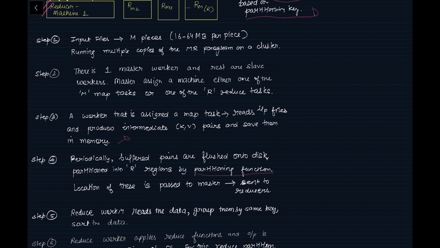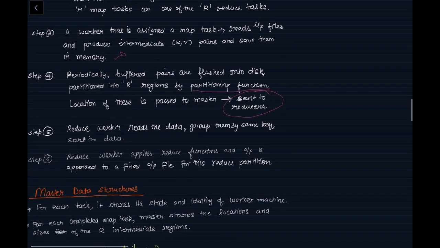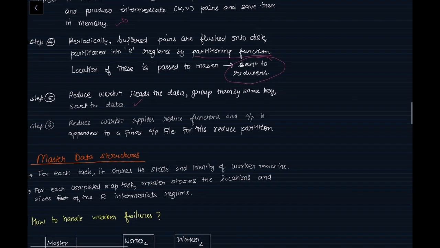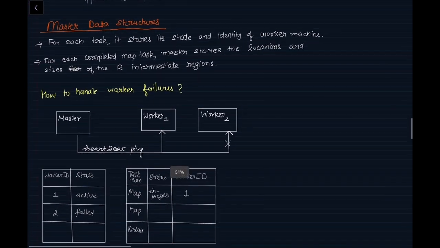The location of these is passed to the master, and the master will then send this information to the reducer workers. The reducer workers will read the data, group it by the same key and sort the data. Once they have all the data sorted, they will perform the reduce functions and produce the output. The output will then be stored in the global output file system, that is on the distributed file system, on GFS.